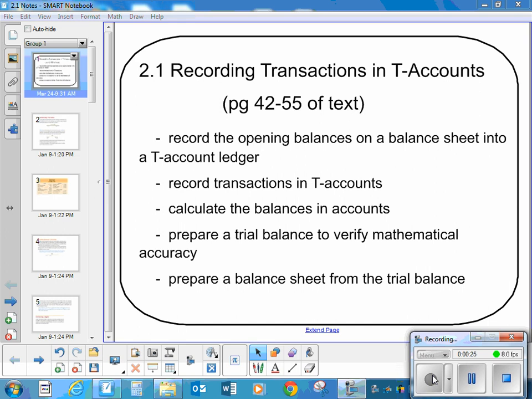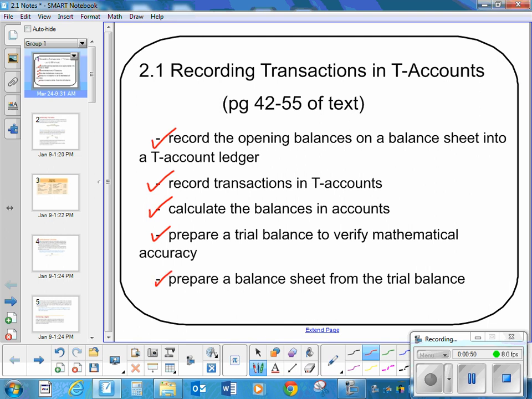If you're following, we're on pages 42 to 55 of the textbook. The things we're going to cover in this section: recording opening balances into T account ledgers, and recording transactions into T account ledgers. We're going to find out what their final balances are. We're going to learn what a trial balance is, and then we're going to make yet another balance sheet that we already know how to do.